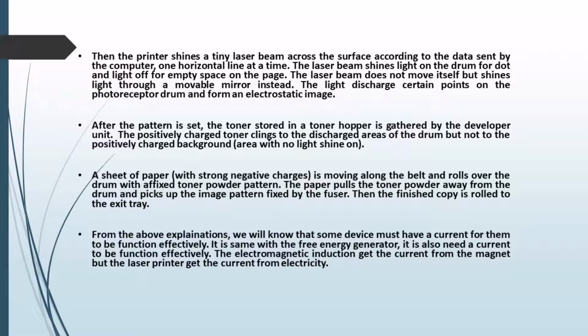A sheet of paper is moving along the belt and rolled over the drum with a fixed toner powder pattern. The paper pulls the powder away from the drum and picks up the image pattern fixed by the fuser. The finished copy is rolled up to the exit tray. From the above explanation, we will know that some devices must have a current for them to function effectively.